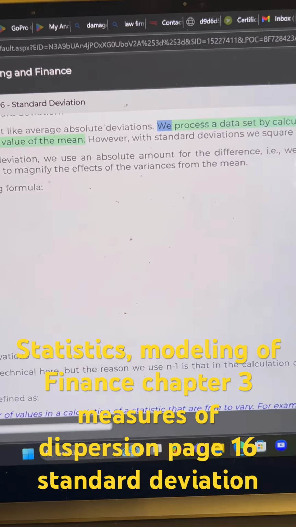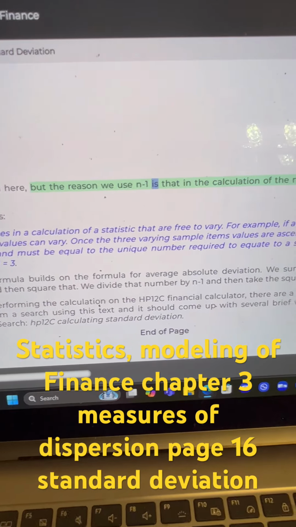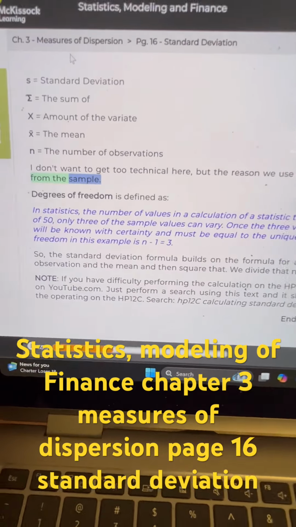Here is the ominous-looking formula. S equals standard deviation. S equals the square root of the sum of (x minus x-bar) squared divided by n minus 1, where x equals the amount of the variate, x-bar equals the mean, and n equals the number of observations. I don't want to get too technical here, but the reason we use n minus 1 is that in the calculation of the mean, we lose 1 degree of freedom from the sample.